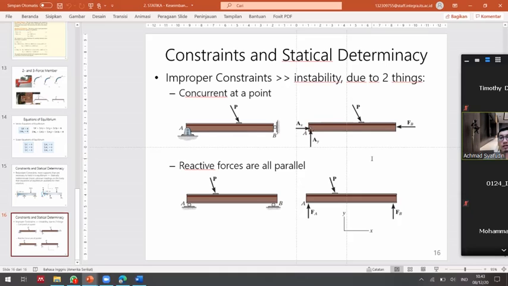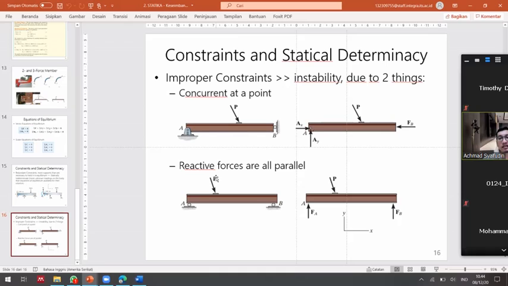Support types. You can change at point A only a roller, and then the structure becomes a determinate problem, not indeterminate. But in this case, we see that the support at point A is not a roller but a pin. A pin type of support has two reactions, so it will create an improper constraint.